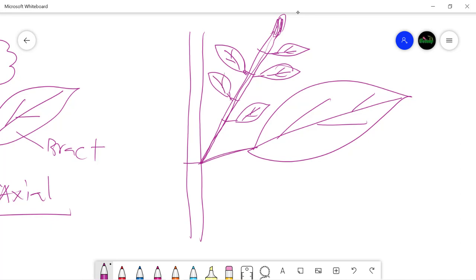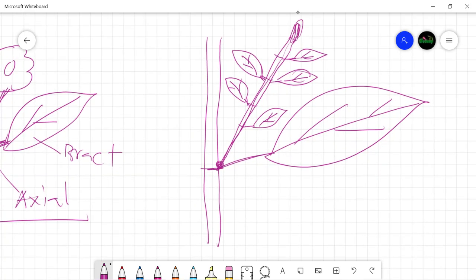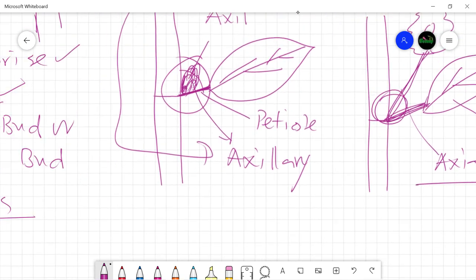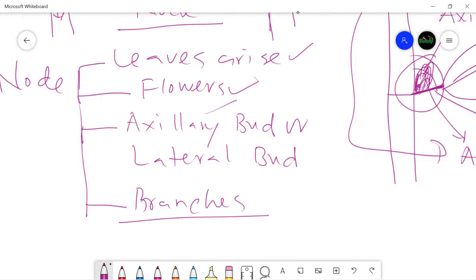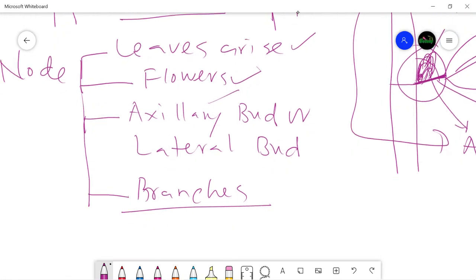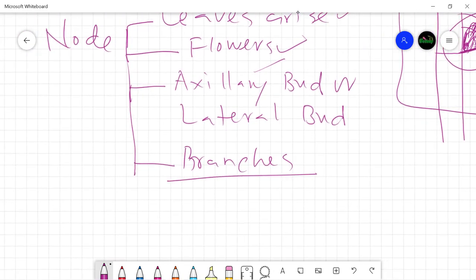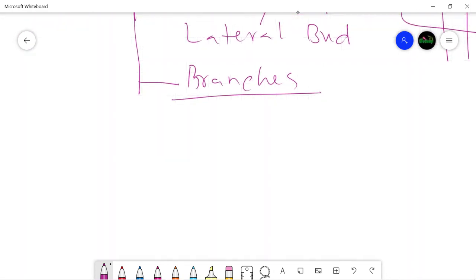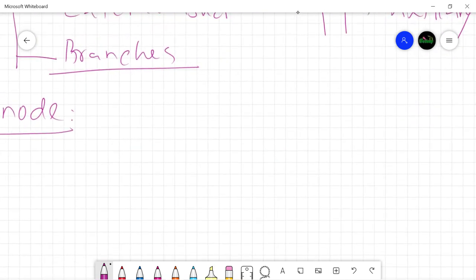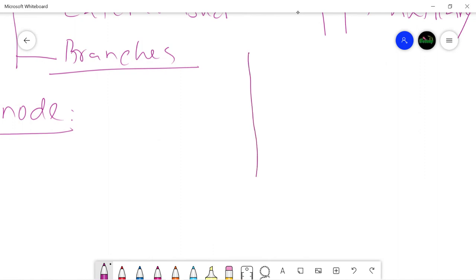So these are a few things which are formed at the node, especially in this particular position, which is known as axial or lateral position. Leaves, flowers, buds, and branches, they all form at the node. And next is the internode. There's nothing special about the internode except that it is the area between two consecutive or two successive nodes.